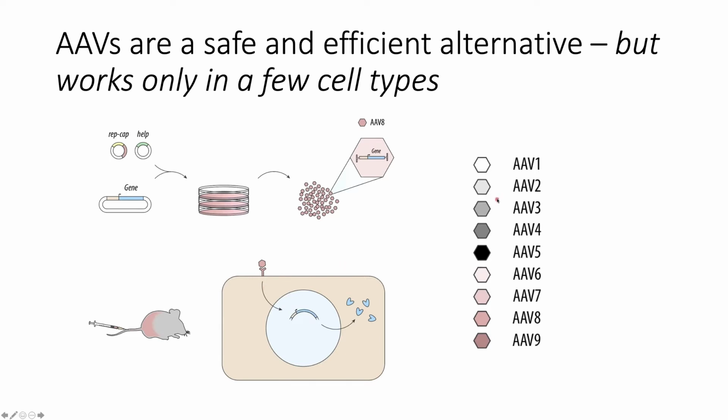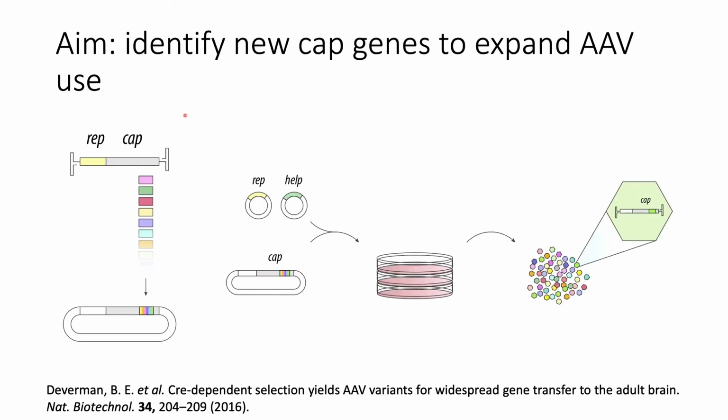However, there only exists a very limited number of AAV coat proteins. So only a very limited number of cells can be targeted in vivo. We therefore wanted to expand the number of coat proteins of the AAVs and thereby increase the number of cell types that can be targeted in vivo.